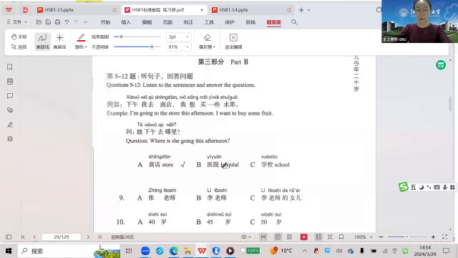第3部分 Part 3. 第9到12题，听句子回答问题。Questions 9 to 12. Listen to the sentences and answer the questions. 例如， Example. 下午我去商店，我想买一些水果。I'm going to the store this afternoon. I want to buy some fruit. 她下午去哪里？Where is she going this afternoon?